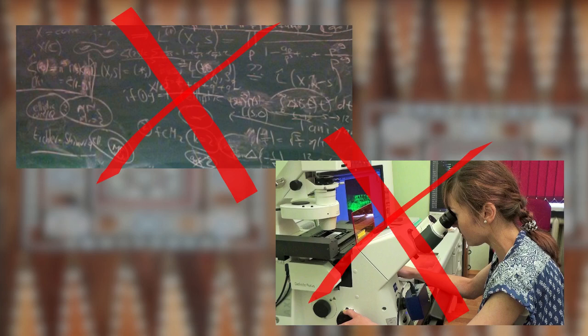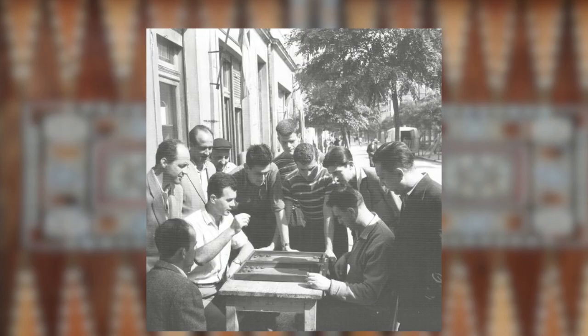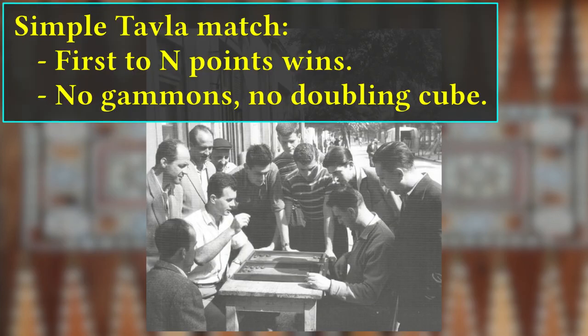So no backgammon theory and no empirical data. Awesome! I get to go on a small quest, take a selfie with dragons, and return with a tale. But it's a messy tale. You know how it is with dragons. So let's start with something cleaner, a simplified tabla match.